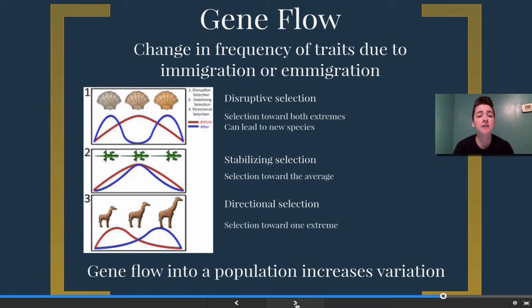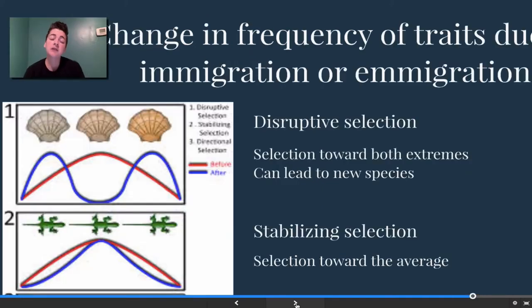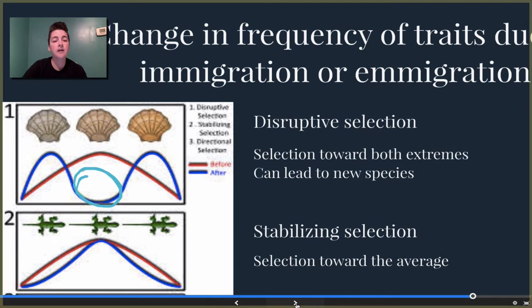And then we have gene flow. This is the change in frequency of traits due to genes flowing in or out of an environment. Immigration would be coming into the environment and emigration would be leaving. We have three types of selection. We have disruptive. Disruptive selection is when you select towards both extremes and less in the middle. This is one of the types of selection that can actually lead to new species. If this curve here completely separates, now you have two new species. So you have a new species here, and then you have a new species here.